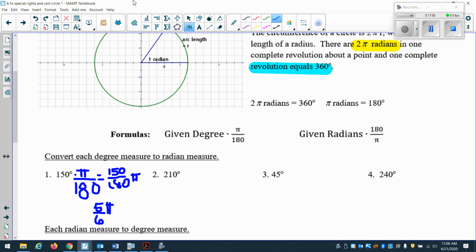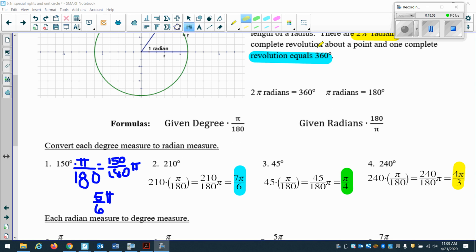So I want you to do the same thing, 2, 3, and 4. I will pause the video, and when we get back, you'll see the answers. Okay, so the following degrees converted to the following radians. So 210 degrees is equal to 7 pi over 6. For 45 degrees, it was pi over 4. And 240 degrees, it was 4 pi over 3. Okay, so hopefully everyone got those conversions correct. And again, these specific scenarios, you will not need a calculator. You could just reduce the fractions completely.